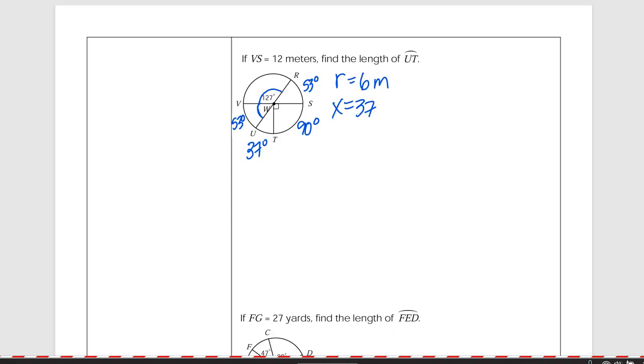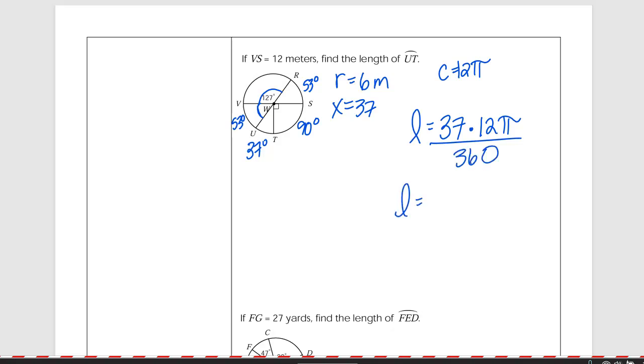And now we put it into our formula. So the arc length of UT is 37 times our circumference. Our circumference is just going to be 12 pi because it's 2 times the radius times pi. I wrote 2, but it's 12 pi. And that's all over 360. So we calculate 37 times 12. That gives us 444 pi over 360. And that's about 3.9, and our unit of measurement is meters.